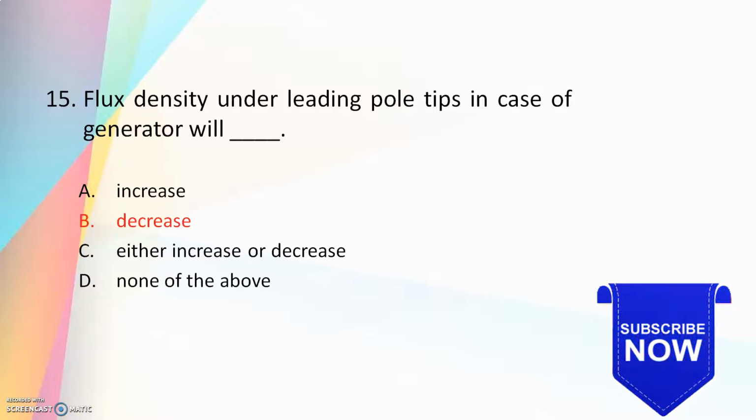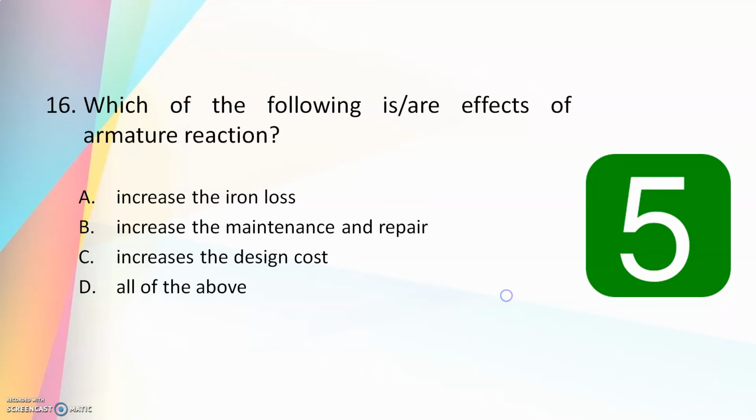The pole tip towards which the armature conductors enter into the influence of a pole is called the leading pole tip. In a generator, the main field flux and armature flux are opposing each other under the leading pole tip region. Therefore, the total flux density will decrease under leading pole tips.